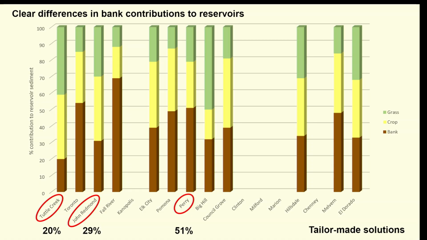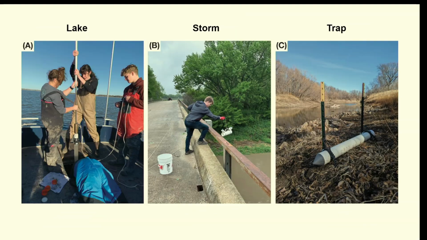So let's look at why we might potentially have these differences. We're going to jump in and focus on John Redmond to begin with, because for Redmond, we did something a little bit extra. In addition to collecting our lakebed samples, we also collected samples from floods.